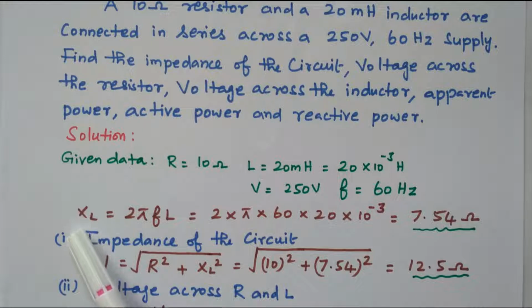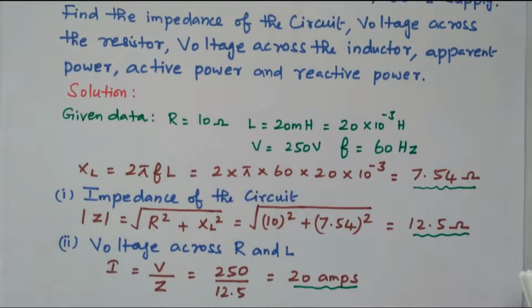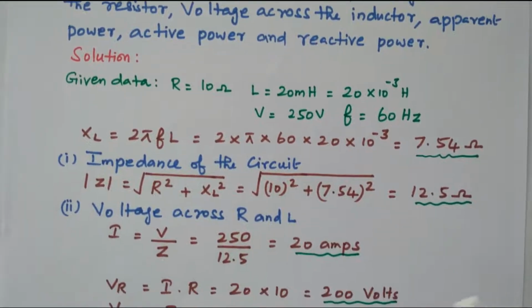The inductive reactance XL equal to 2 pi F into L, the formula is available. So 2 into pi into F, which is 60, and L is 20 into 10 to the power minus 3. By simplifying this we got 7.54 ohm. The inductive reactance is 7.54. So based on this value we can go for the other parameters.